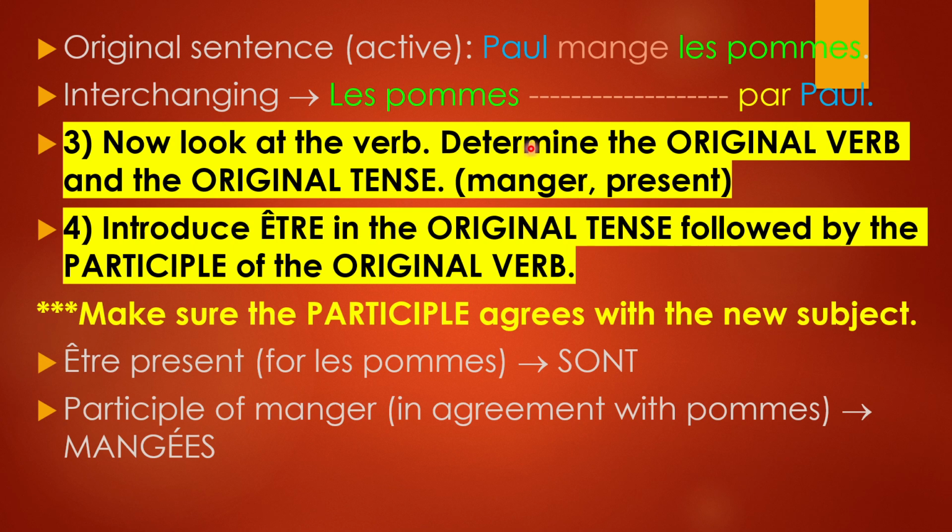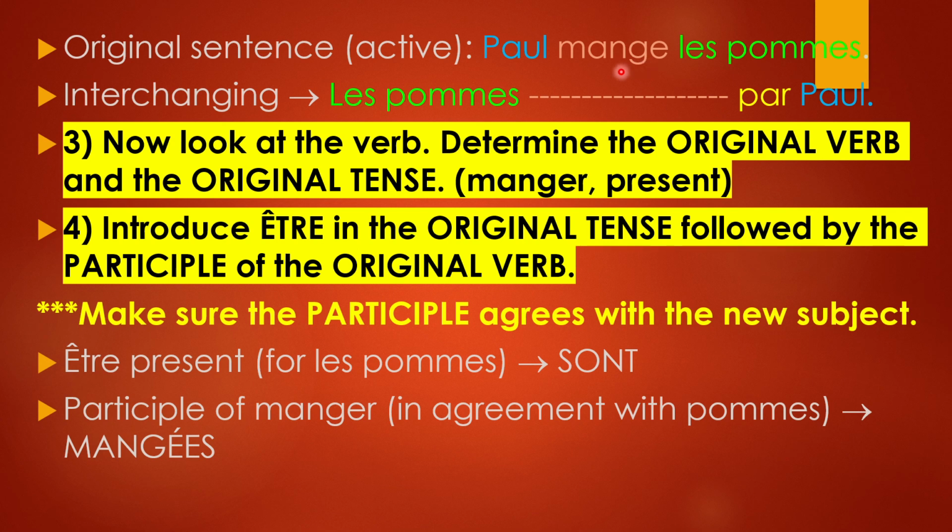Okay, now look at the verb. From the given verb, that is mange, you have to determine two things. You have to determine the original verb, that is the full verb, and you have to determine the original tense. Two things you have to get out of this verb here. So, mange is the conjugated version of which full verb? Manger, M-A-N-G-E-R. And in the given sentence, in which tense has it been conjugated? It is in the present tense. So you have to determine the original full verb, that is manger. You have to determine the original tense, that is present tense in this case.